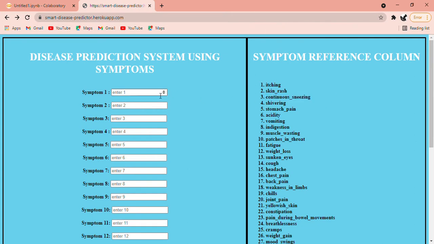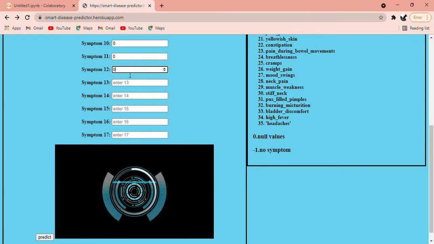Let's see what we are going to have if we start by entering a chain of ones and then zeros. So I'll press ones and then zeros and see what we have. Basically 1 means itching, and zeros mean that we do not have any other symptoms. In this case, the patient has only one symptom, which is itching. You're about to find out what the disease is that this patient is suffering from.